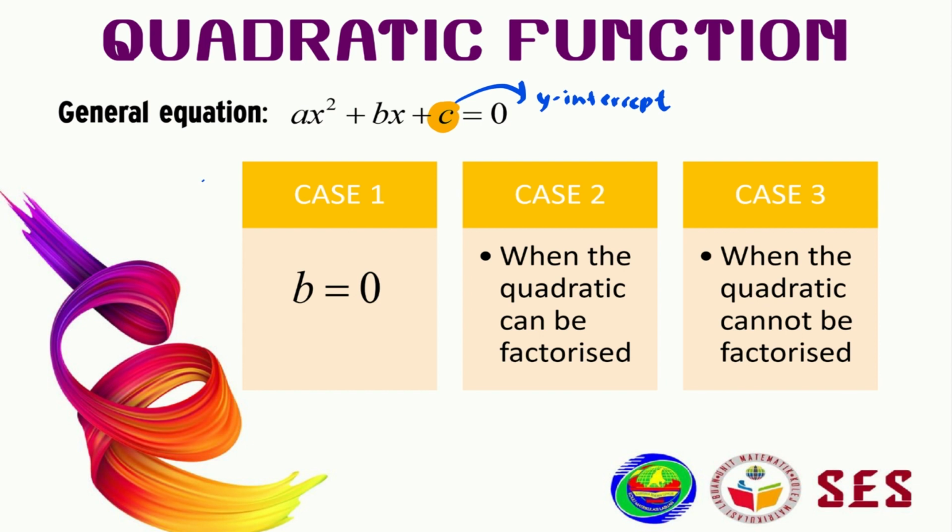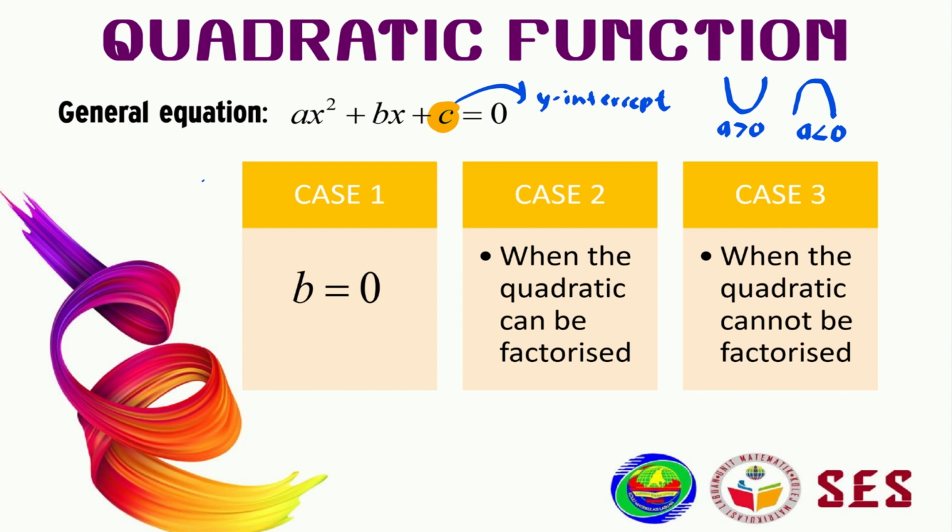For a quadratic function, we have two basic shapes that need to be memorized. The first one is the smile shape, and the next one is the sad shape. When a is positive, we will have the smile shape, and when a is less than 0, or negative, we will have the sad shape.